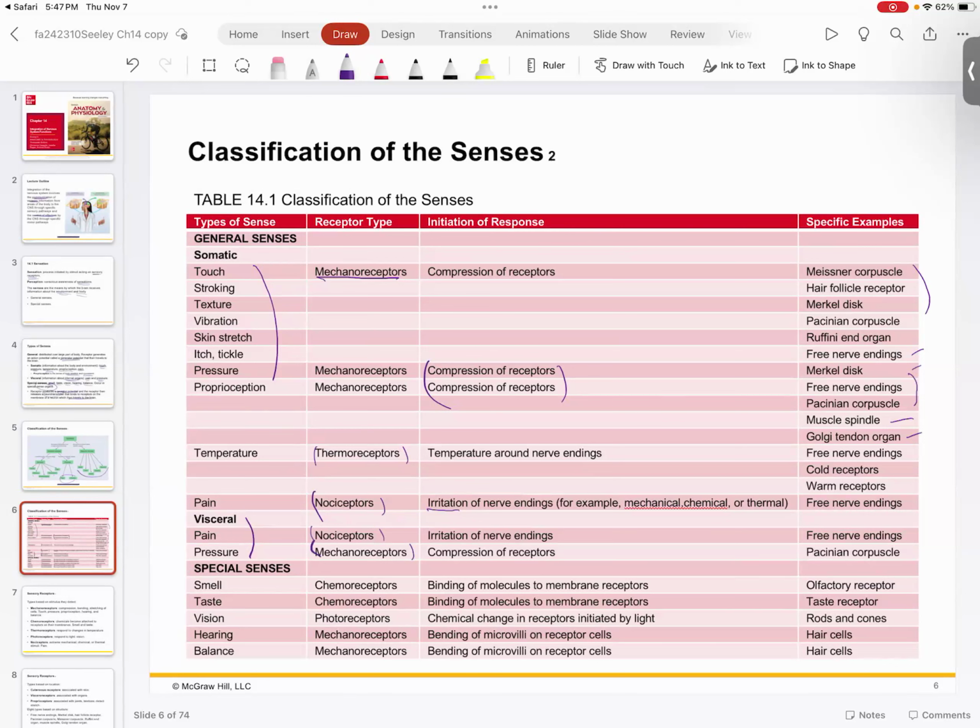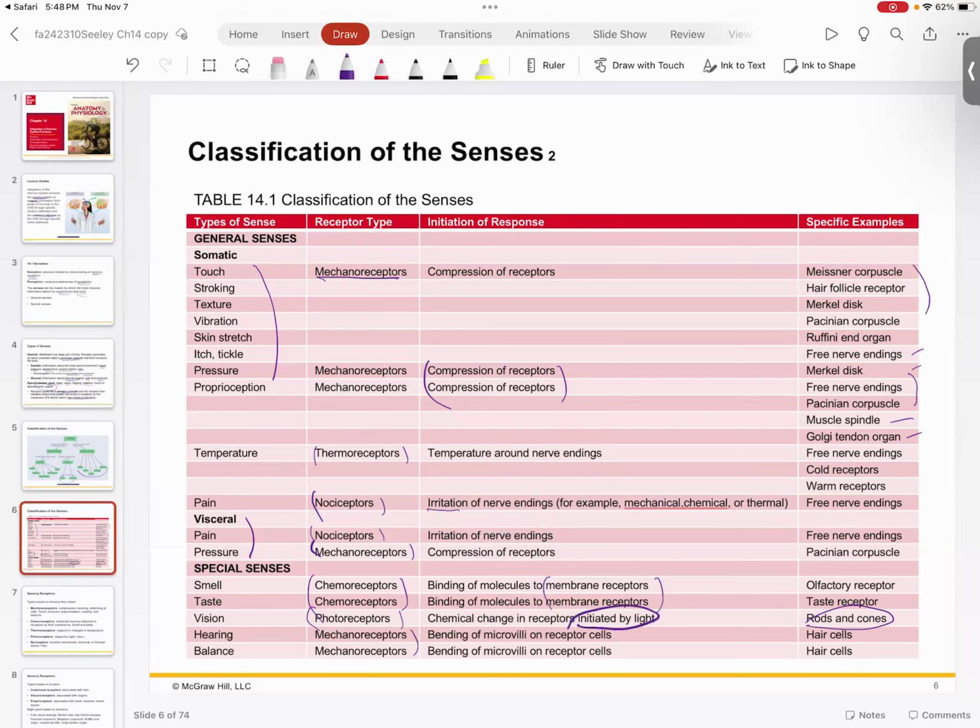And then your special senses have very specific types of receptors. For instance, for smell and taste, you've got chemoreceptors that will basically be initiated once a molecule is bound to membrane receptors. For instance, if a smell molecule binds to the membrane receptors, then it'll initiate the response. Same thing with taste receptors binding to your taste buds. Photoreceptors are found in the vision area. Your rods and cones are photoreceptors. These are light sensitive. That's how you initiate the response.